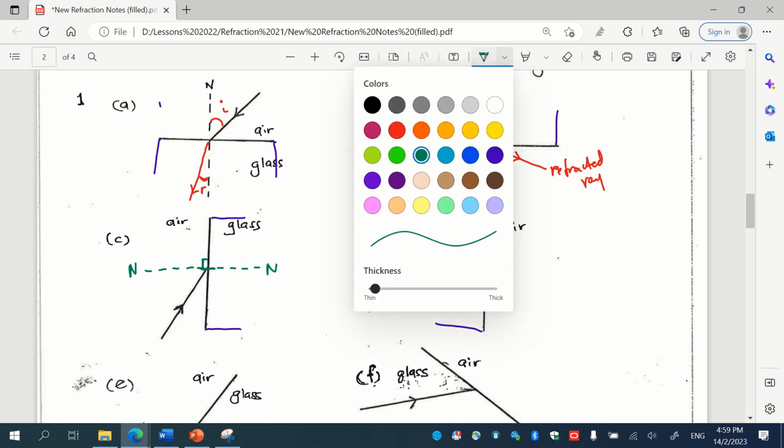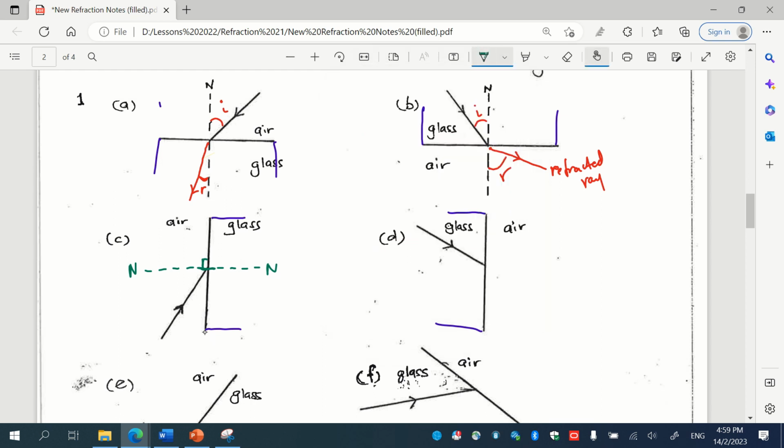Air to glass: bend towards or away? It will bend towards the normal line. So instead of going straight this way, the original path, it will bend towards. Towards means this way. Towards who? Towards the normal line. So where is my angle I? The incident ray with the normal line, this is my incident angle. The refracted ray, and therefore this is the refracted angle. Angle R is smaller than angle I.